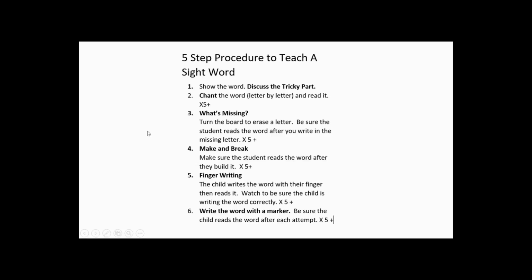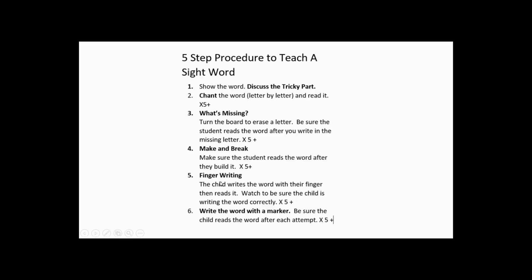This is a little bit more challenging than what's missing because you're asking the child to put all of those letters in order instead of just finding one piece that's out of order. After the child makes the word, each time after they make the word, you have to ask them to read it. That's very important because we want to get them to associate the word itself with the letters.